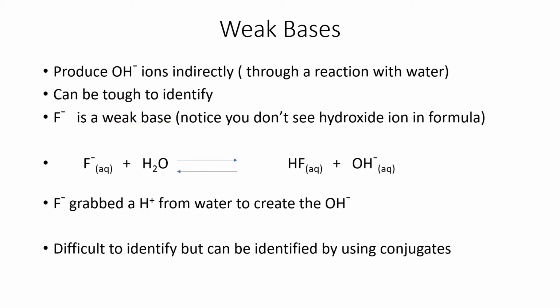We can compare that to weak bases. So when we think about weak bases, our weak bases work by a different mechanism. Weak bases are going to produce hydroxide ions indirectly. You won't see the hydroxide ion directly in the formula of a weak base. They do it through a reaction with water that we're going to see. Because of this indirectly producing hydroxide ions, these can be tough to identify, but we're going to show you a way of identifying these weak bases.